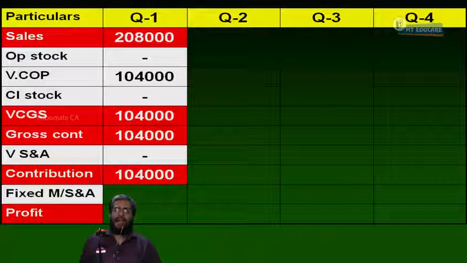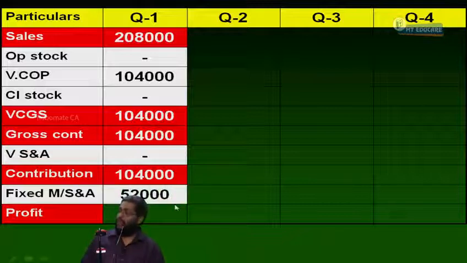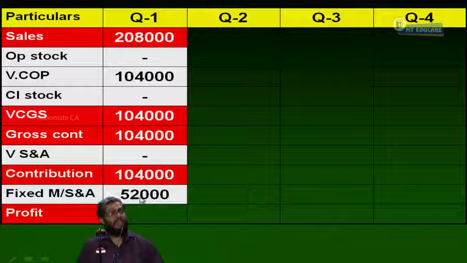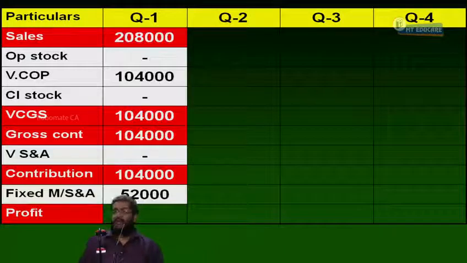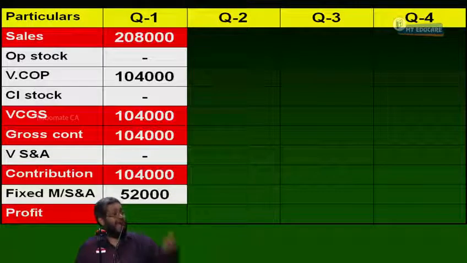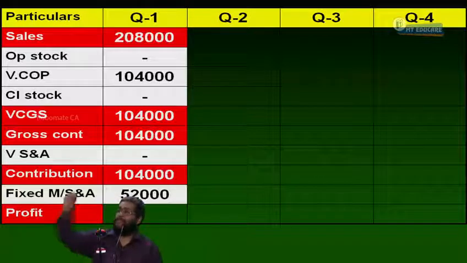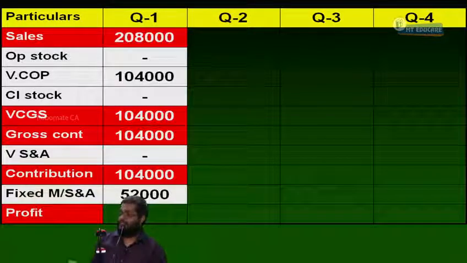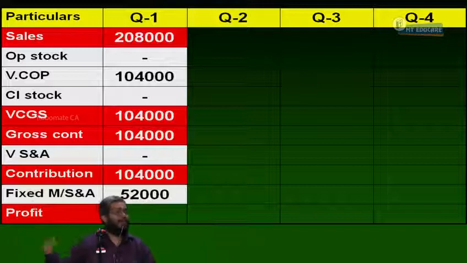Fixed cost is how much rupees? 52,000 rupees per quarter, 26,000 into 2. My question is, what I write here, 52,000 is budgeted or actual? Actual. In P&L, you don't debit budgeted cost, correct? Debit only actual cost. But in this problem, the budget is the same as actual by assumption. Suppose the question says the company has actually spent 58,000 rupees as fixed cost. Now I'll write budgeted 52, actual 58. That's a 6,000 rupees adverse expenditure variance.